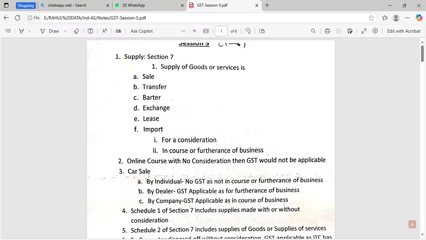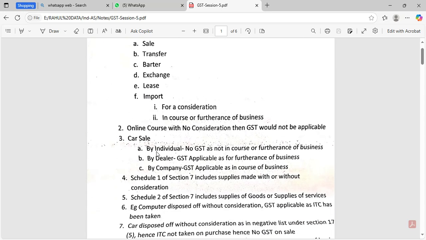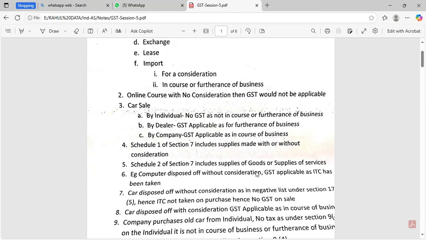Supply of goods and services is sale, transfer, barter, exchange, lease, import for a consideration and in the course or furtherance of business. Online course with no consideration, then GST would not be applicable. Car sale by an individual, no GST as not in course or for furtherance of business. By a dealer, GST applicable as per furtherance of business. By a company, GST applicable as in course of business.